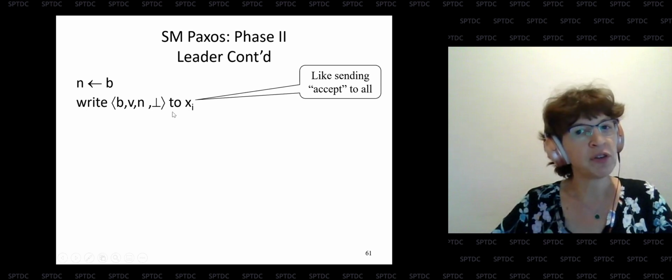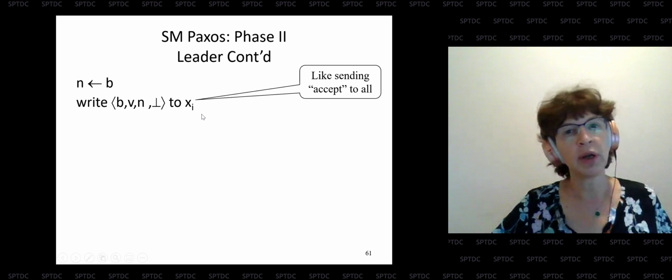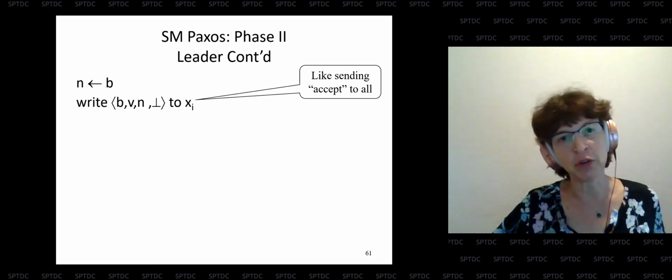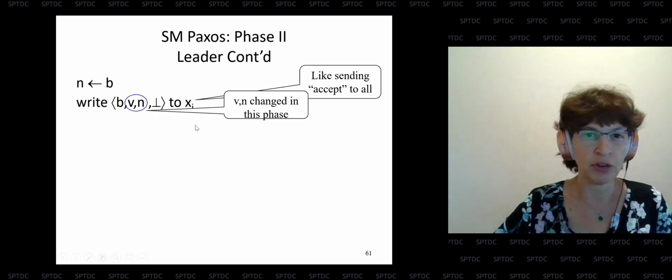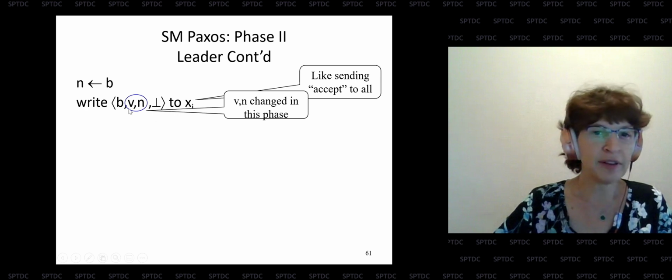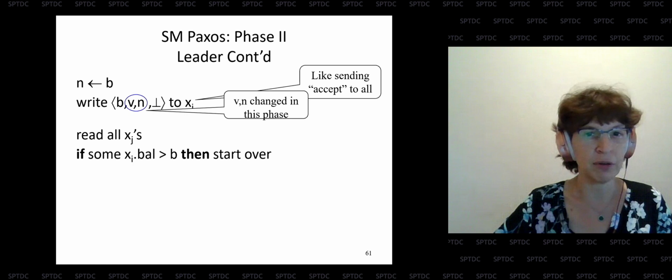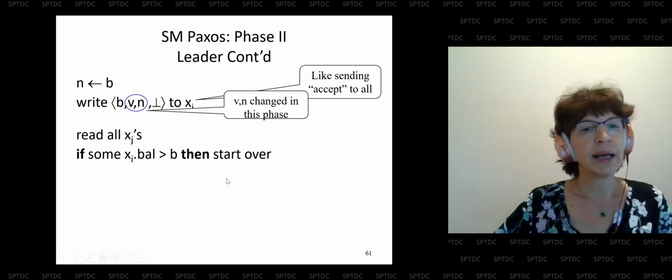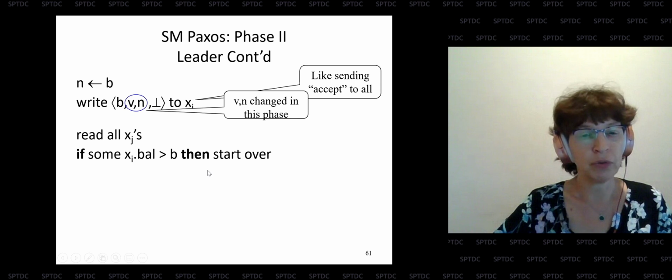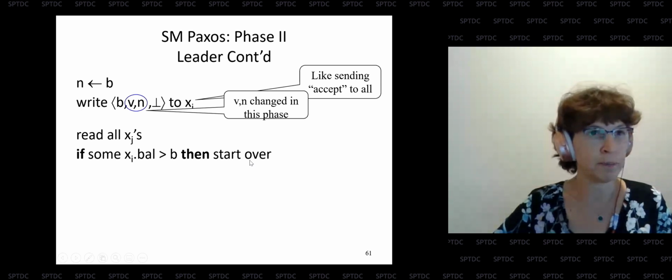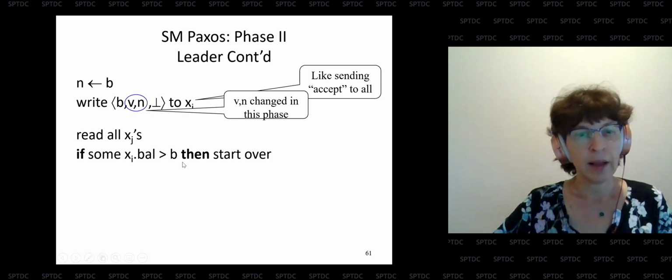Again, the process writes it to its own register, whereas in the classic Paxos, it would broadcast it to all the processes. So in this phase, the fields that changed are V and N, the accept num and the accept val. Again, the leader reads all the values. And again, if it sees that some process started a higher ballot, then it starts over. It's exactly as in the first phase.